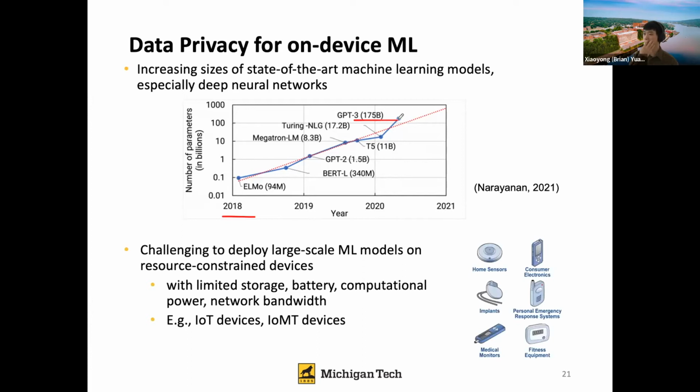And it becomes challenging to deploy all these large-scale machine learning models on resource-constrained devices, for example, IoT devices or IoMT, the Internet of Medical Things devices. All these devices have just limited storage, battery, computational power, and network bandwidth. So in recent years, people have started looking at a topic called on-device machine learning. That means, how can we deploy these large-scale state-of-the-art machine learning models on these resource-constrained devices?